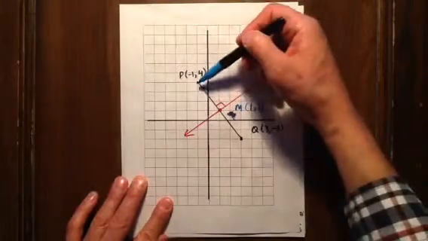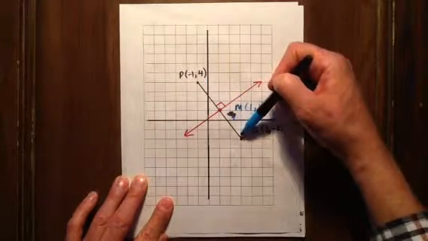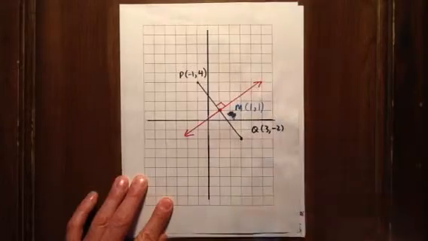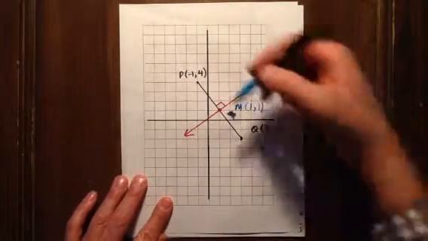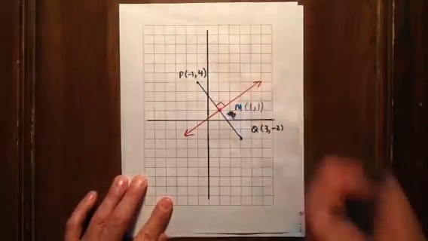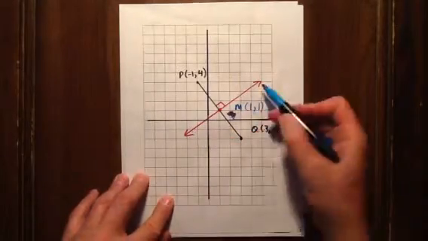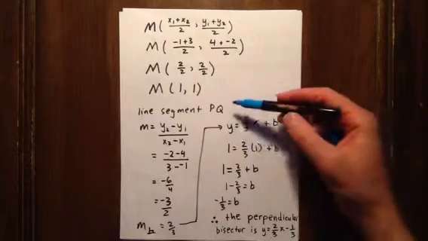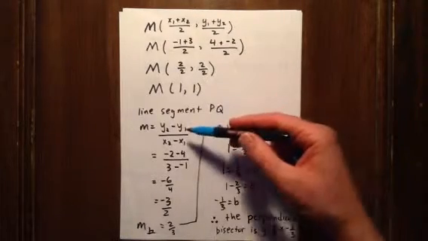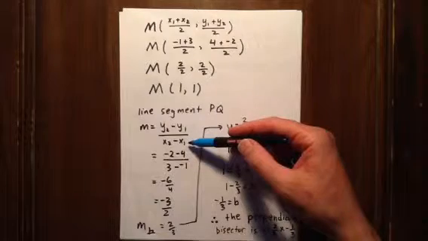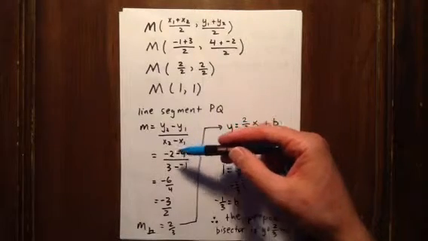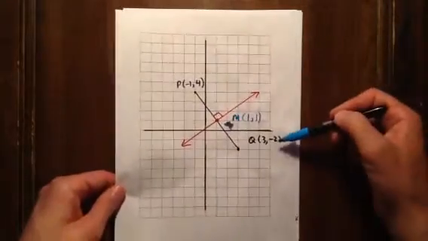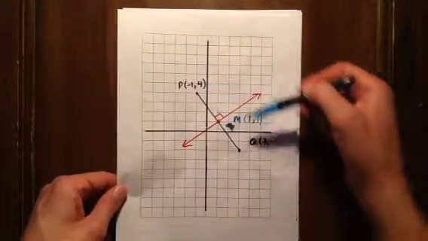But if you think about it, we can find the slope of this black line and then just take the negative reciprocal of that, since that's what a 90-degree angle line would have. So we're going to find the slope of this black line, then take the negative reciprocal and use that as the slope of the line that we're looking for. So the line segment PQ has a slope equal to y2 minus y1 over x2 minus x1, which is negative 2 minus 4 over 3 minus negative 1.